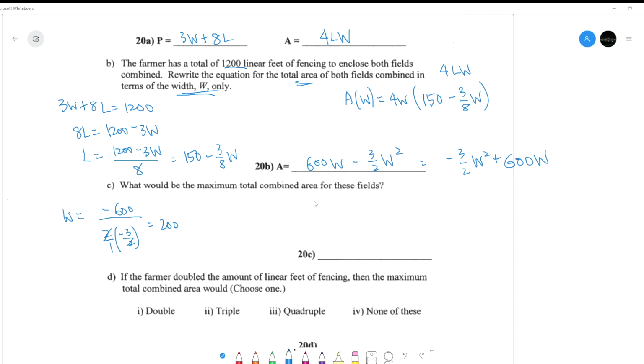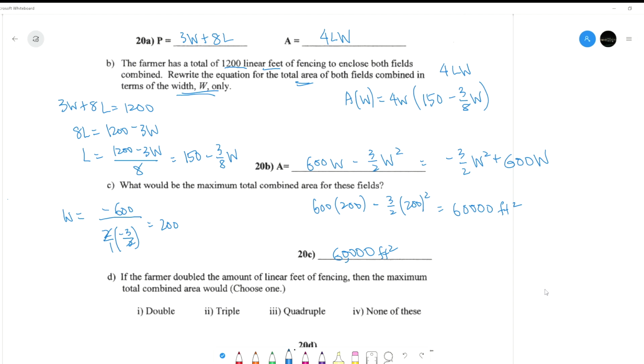So do that on the calculator. 600 times 200 minus 3/2 times 200 squared. So that gives me 60,000. And what was this in feet, right? So this is feet squared. All right, let me write that here. Okay. Any questions with that?